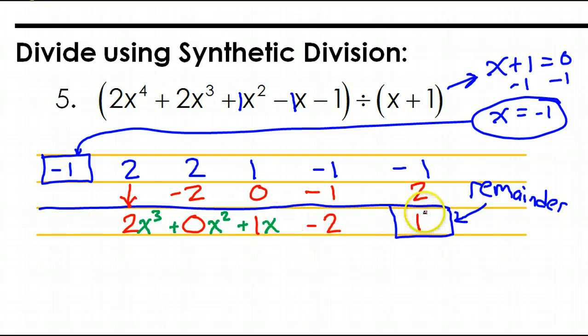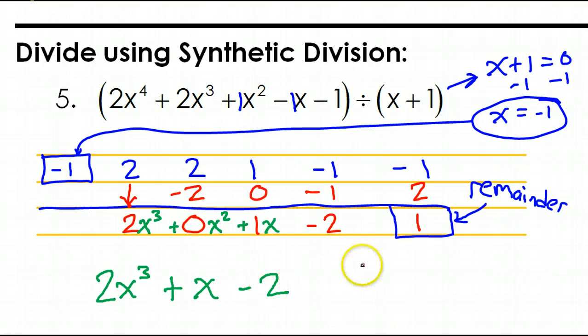Okay, so let's just recopy this and clean it up. So what I have is 2x to the third power. Then I've got this 0x squared. Guess what? I'm not going to write that. 0 times anything is 0, so that's nothing. I'm not going to put it down. And then I've got this plus 1x. So I'll just put plus x from that. I'm not going to put the 1. And then minus 2. Okay? That is the trinomial part.